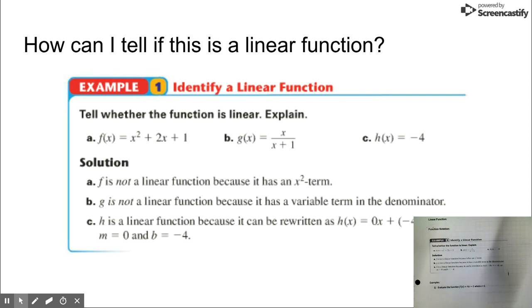This has a variable in the denominator, so not a function, and not a linear function. And in C, h of x equals negative 4, and we may feel like, well, this doesn't look like y equals mx plus b. But we need to keep in mind that x can have 0 as a coefficient. We could write this as h of x equals 0x plus negative 4, so that m is 0, b is negative 4, and both of those are constants, so this would qualify as y equals mx plus b and would be a linear function.